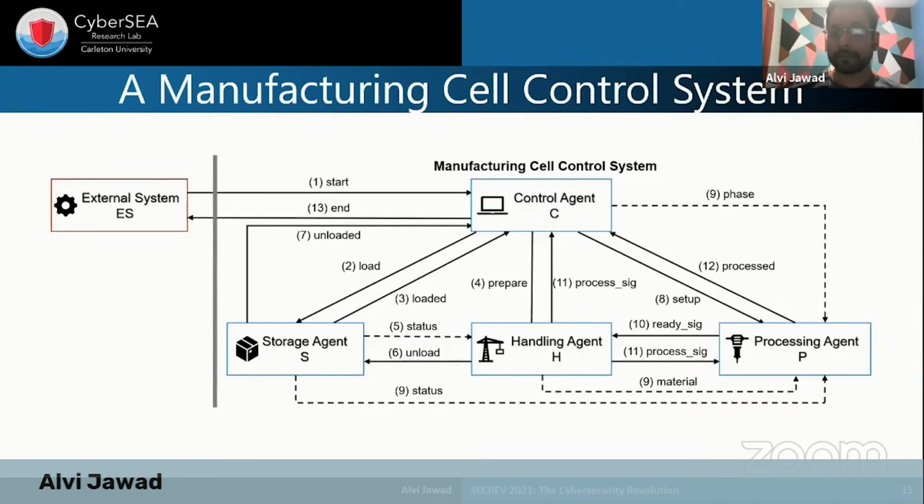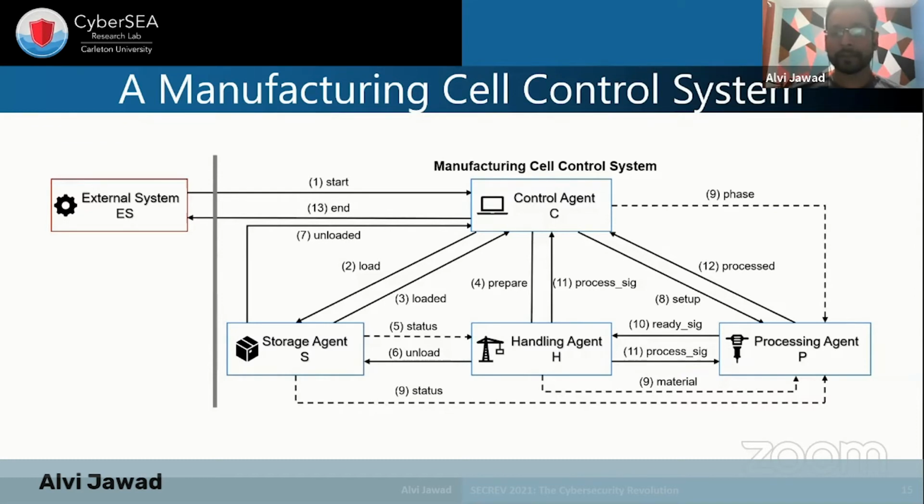And the control agent, after receiving that, can then go and tell the other internal agents to process and produce that material depending on what the manufacturing cell is supposed to do. So just to give you a bit more information, the storage agent acts like inventory where the materials can be loaded or unloaded. The handling agent, when the materials are unloaded, can take them to the processing agent. So the processing agent can finally do the processing.